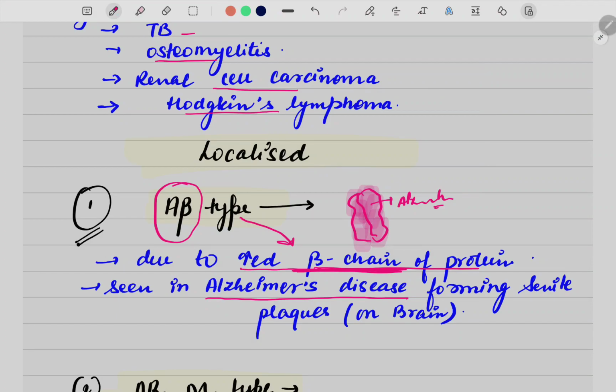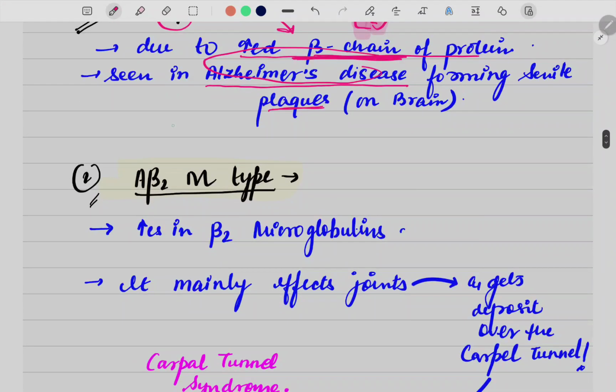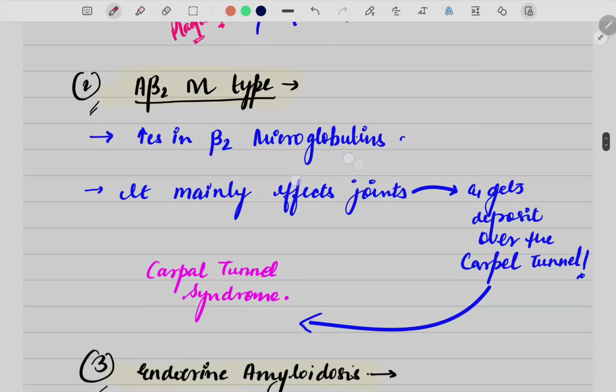Because of the A beta type of amyloidosis, there is Alzheimer's condition that happens, which is a kind of condition where it feels like senile plaques are being accumulated around the brain. So basically around the brain there is plaque formation, which is again extracellular deposition.